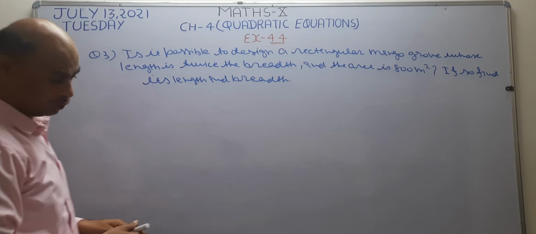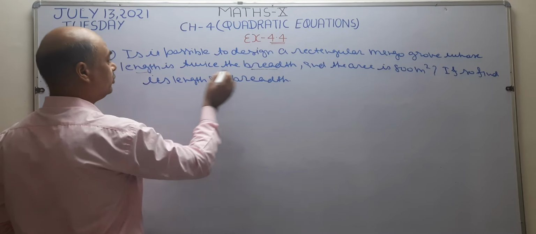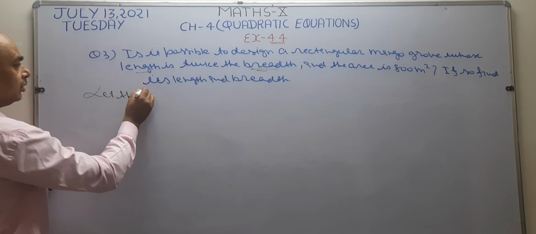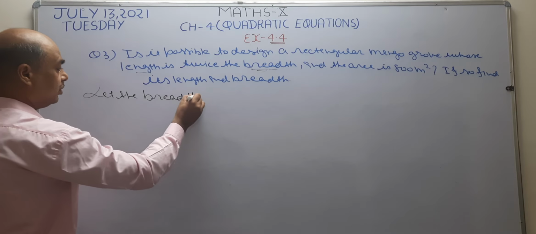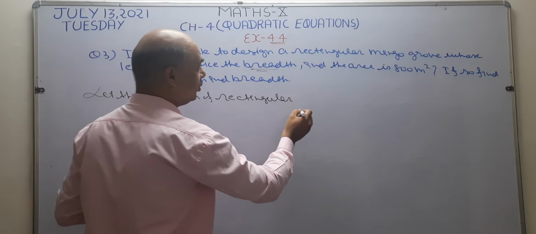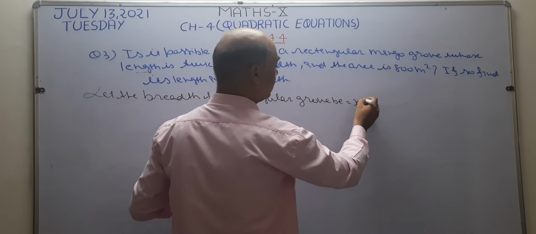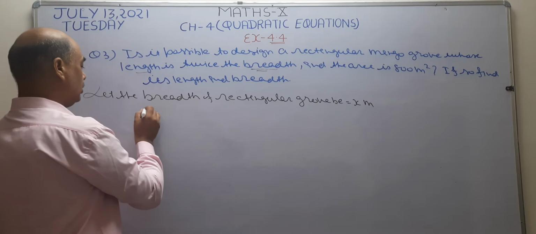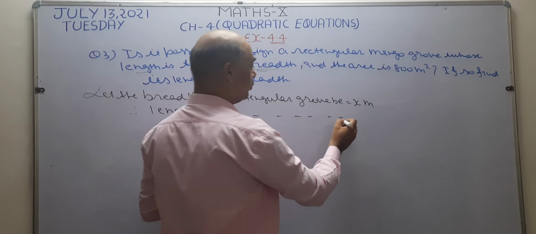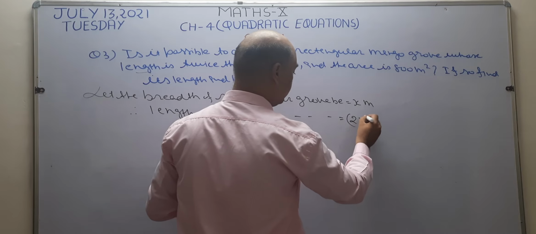Now I want to start this question. So I want to suppose the breadth because the comparison of length is made with breadth. So let the breadth of the rectangular grove be x meter. The unit is given, so x meter. Therefore, the length of the rectangular grove is given. It is twice the breadth. So this becomes 2x meter.